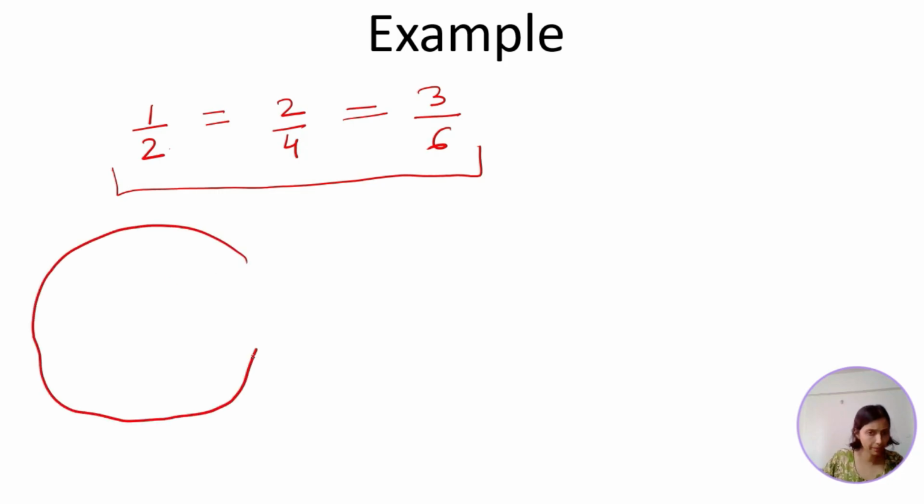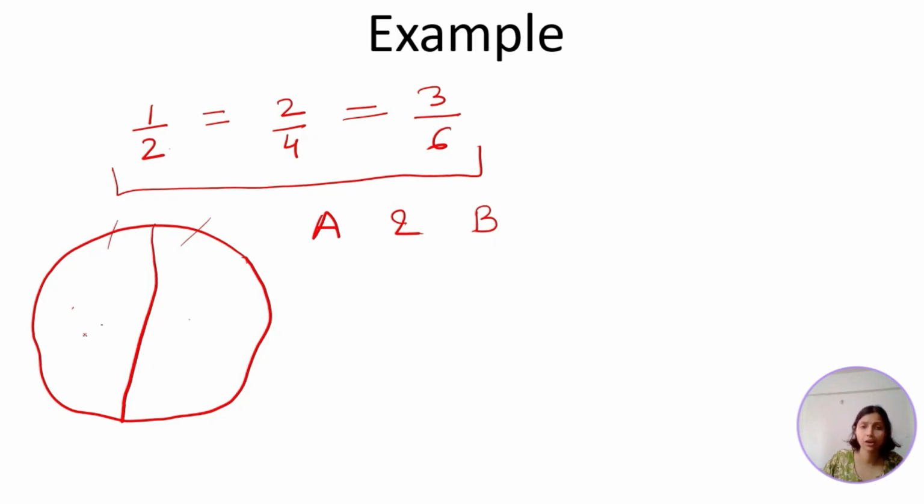Suppose I have a big pie and two friends come, A and B. I have to divide this pie into two equal parts so that I can divide it between A and B. So suppose this and this part are equal. A will get this and B will get this.